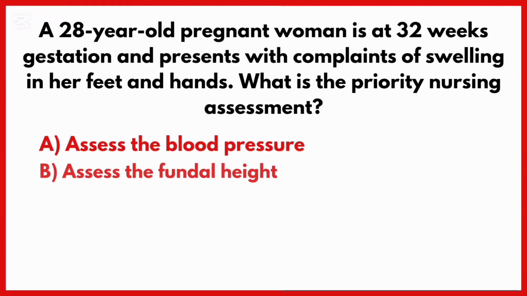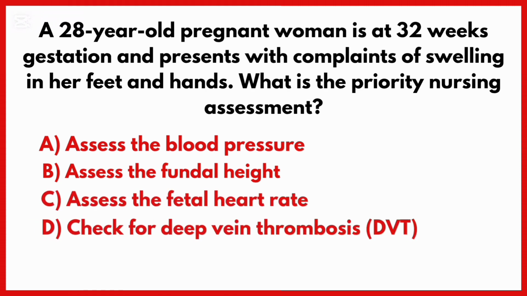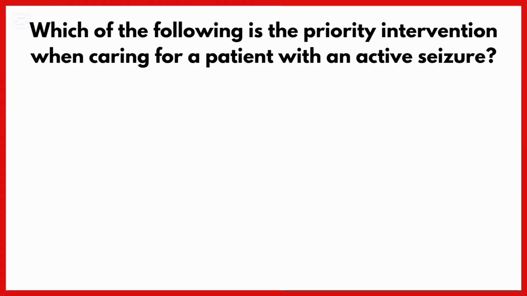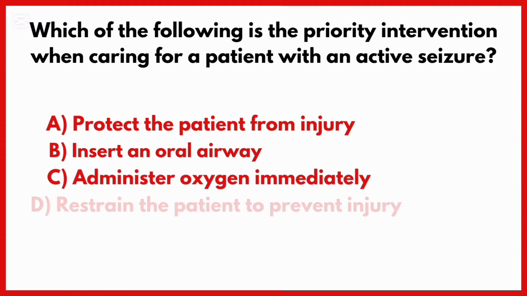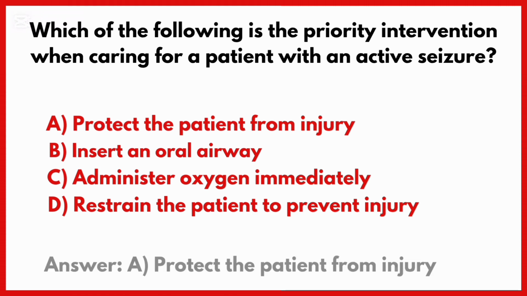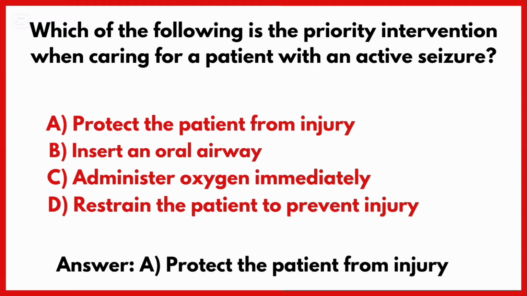A 28-year-old pregnant woman is at 32 weeks gestation and presents with complaints of swelling in her feet and hands. What is the priority nursing assessment? Which of the following is the priority intervention when caring for a patient with an active seizure? Correct answer is option A. Protect the patient from injury.